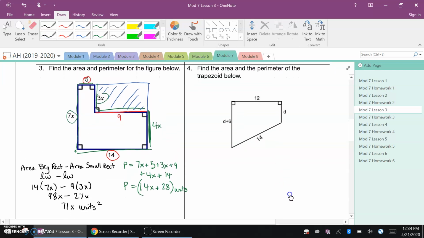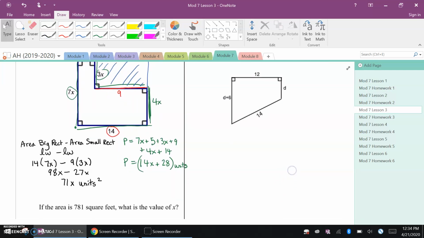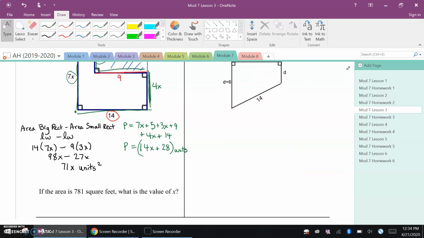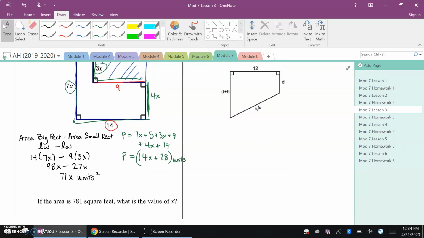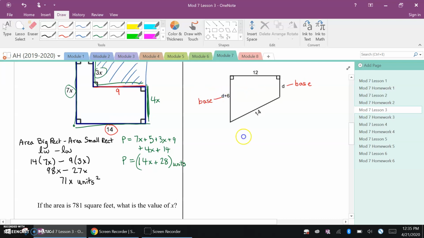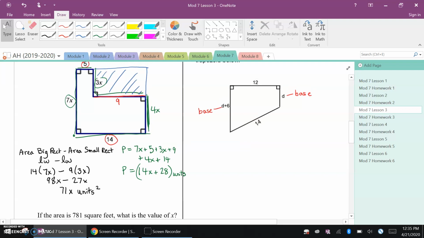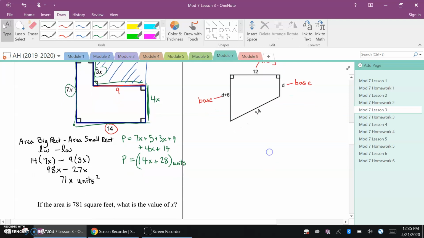Okay, looking at number 4, it tells you that we have an area and a perimeter of a trapezoid. So looking at the trapezoid, we need to identify which ones are the bases. So we know that this is a base, and this is the other base. And then remember that our height is the perpendicular distance between the bases. So that makes the 12 the height. So for our formula, we have the height times the sum of the bases, divided by 2.